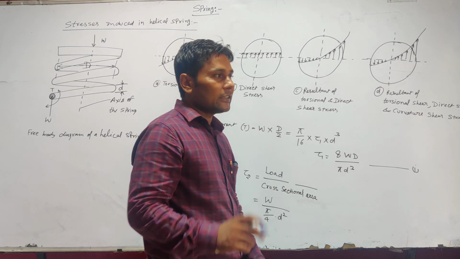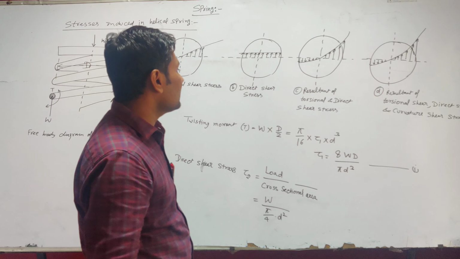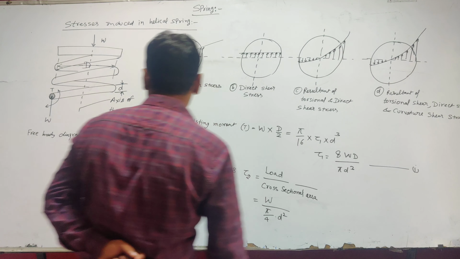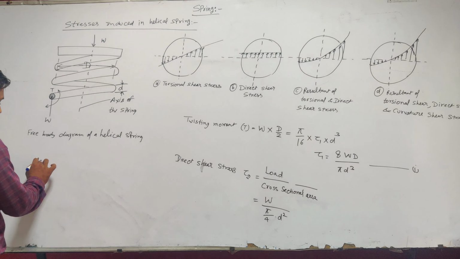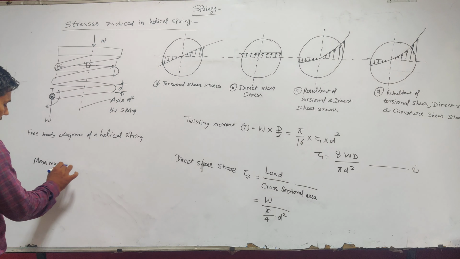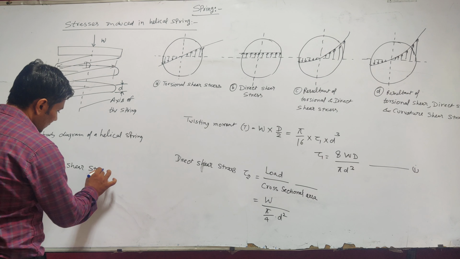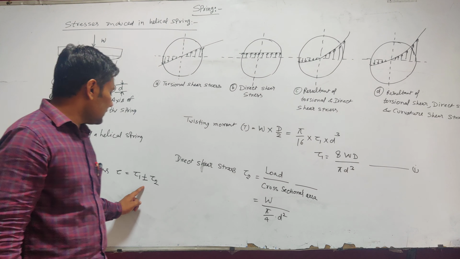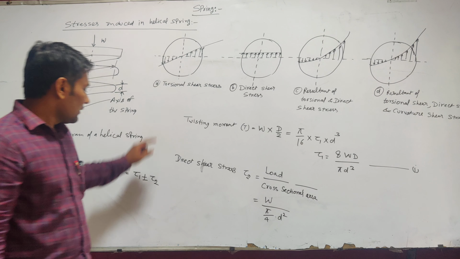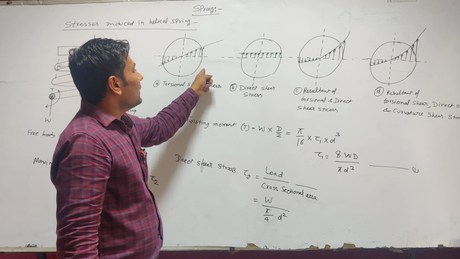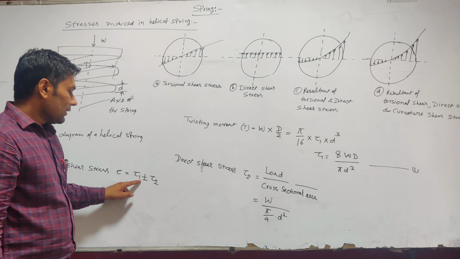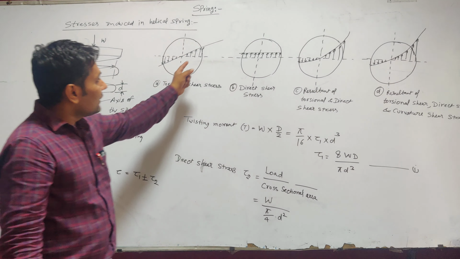Now we calculate the resultant shear stress or maximum shear stress induced in the spring. Tau is equal to tau 1 plus minus tau 2. There are two signs, plus and minus. Plus sign indicates the stress on the inside of the spring, the inner edge. This is the inner edge.